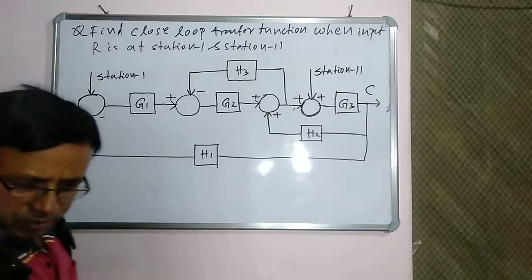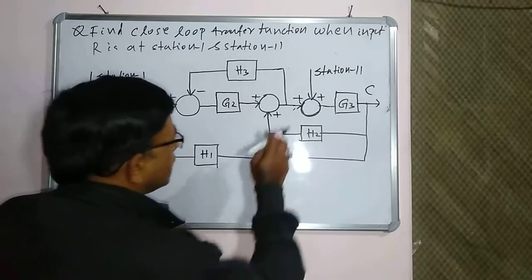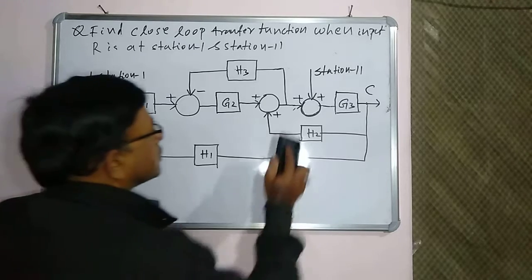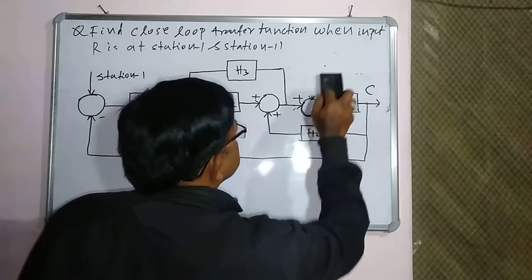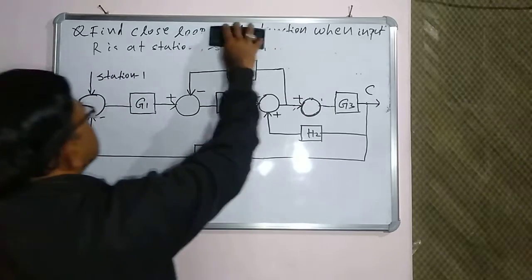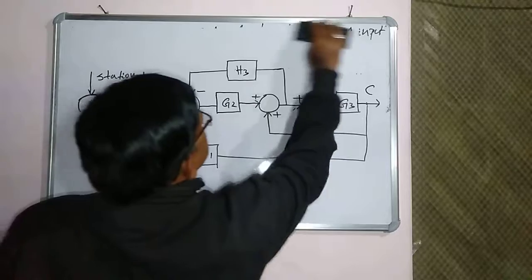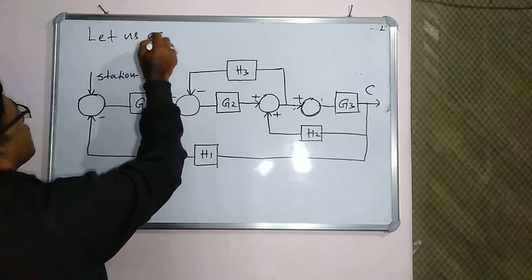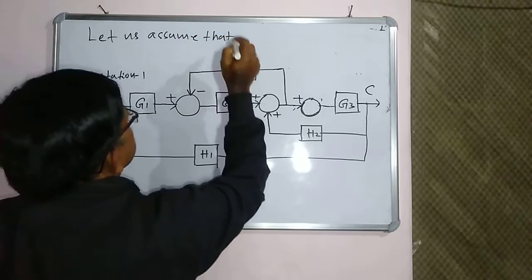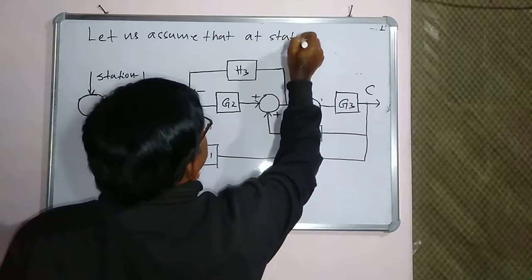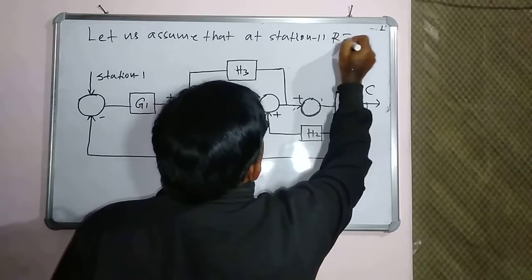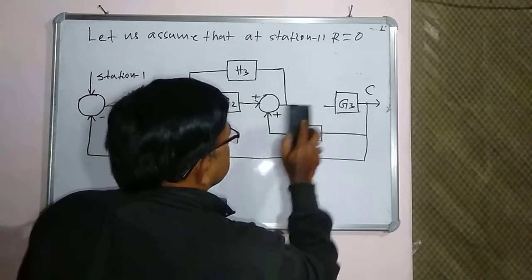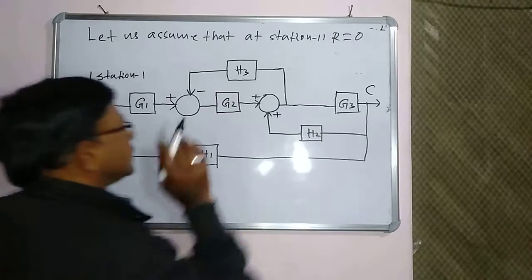So to solve this problem, first we have to assume that the input R at station 2 is equal to 0. So now let us start solving this problem. Let us assume that at station 2, R is equal to 0. Therefore, here the summing point is no more required. So now the problem is simplified to this stage.